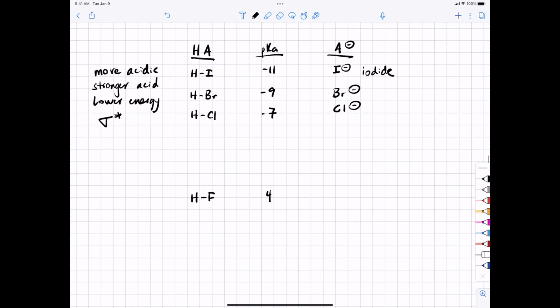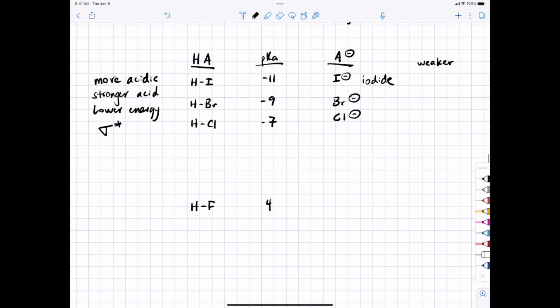And then over here, we're going to see that strong acids are strong because their conjugate bases are weak. Weaker conjugate base. That's another way of saying a more stable conjugate base, which is another way of saying a relatively low energy highest occupied molecular orbital, which is usually going to be lone pairs.